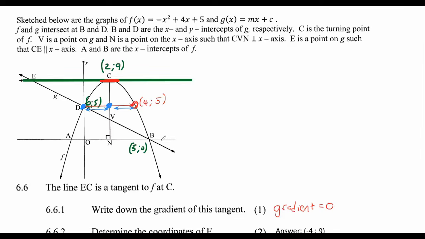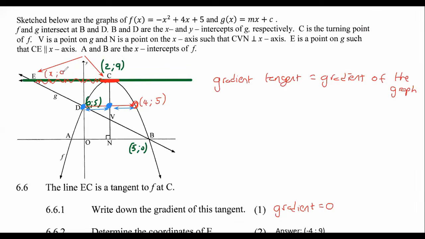Okay. Then it says determine the coordinates of E. So guys, if you look carefully, this line is completely horizontal. It's completely flat. So the y value of this point and this point must be the same because they're on the same horizontal level. Okay, or the same vertical level, sorry. So guys, if we look at point E, we know that it has the same y value as C. So we don't know what the x value is, but we know that the y value is 9.